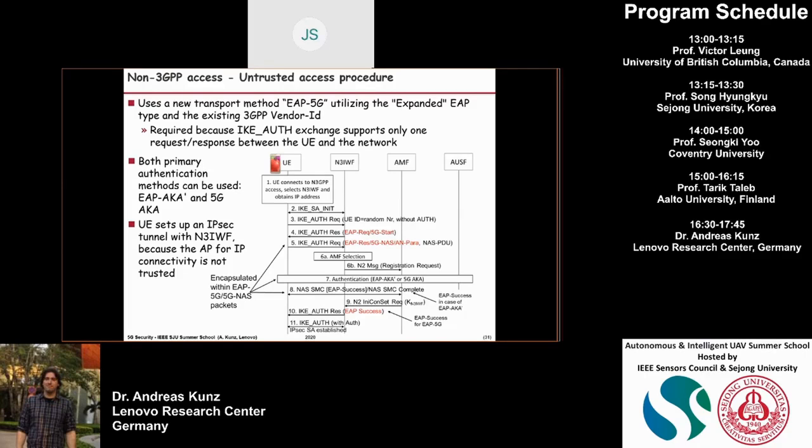With that, the IKE_AUTH connection will not break, and you can use both of the primary authentication methods between the UE and the AUSF to authenticate the UE. These EAP messages are encapsulated with the EAP-5G protocol. After the UE is authenticated and the AMF sends the N3IWF key to the N3IWF, the UE can set up an IPsec connection to the N3IWF, and all the traffic is encrypted between those two entities.